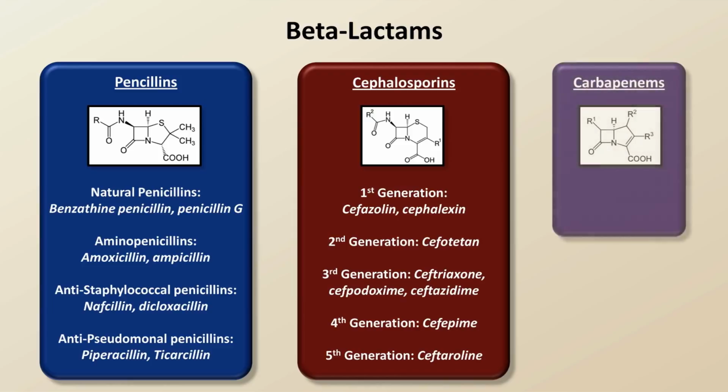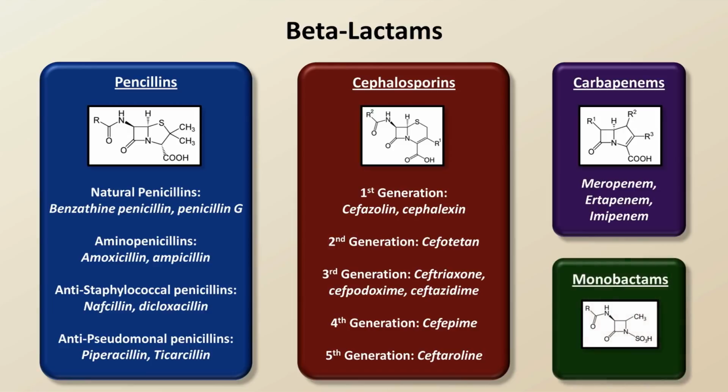The carbapenems don't have an additional breakdown and essentially include just 3 members: meropenem, ertapenem, and imipenem. Finally, the monobactams only include one clinically relevant drug, aztreonam.